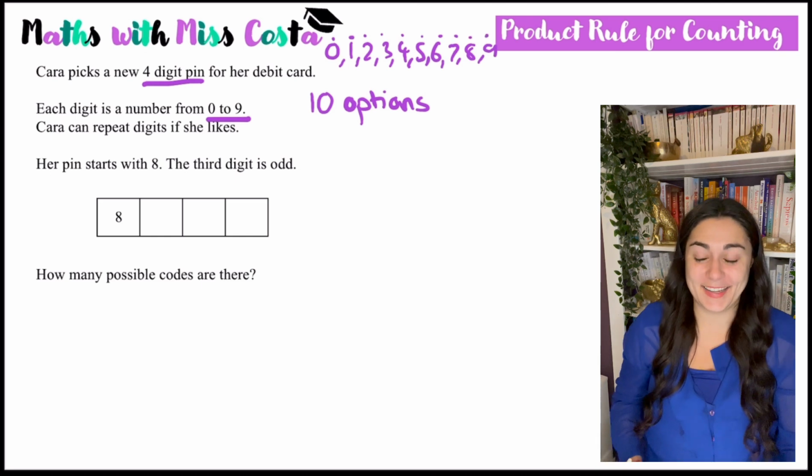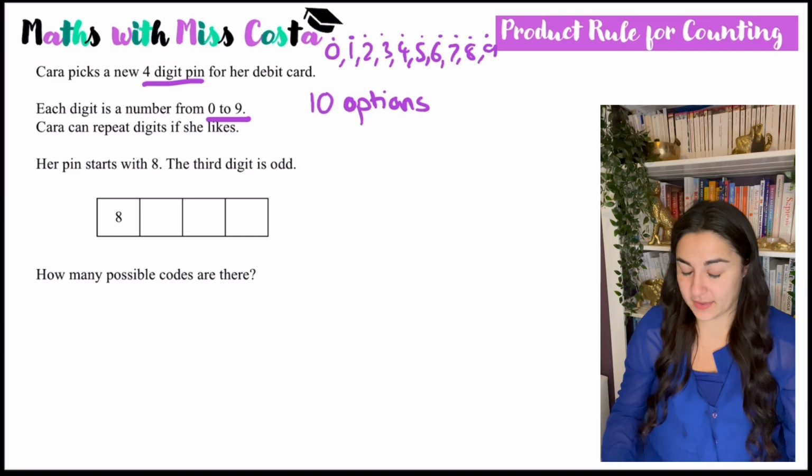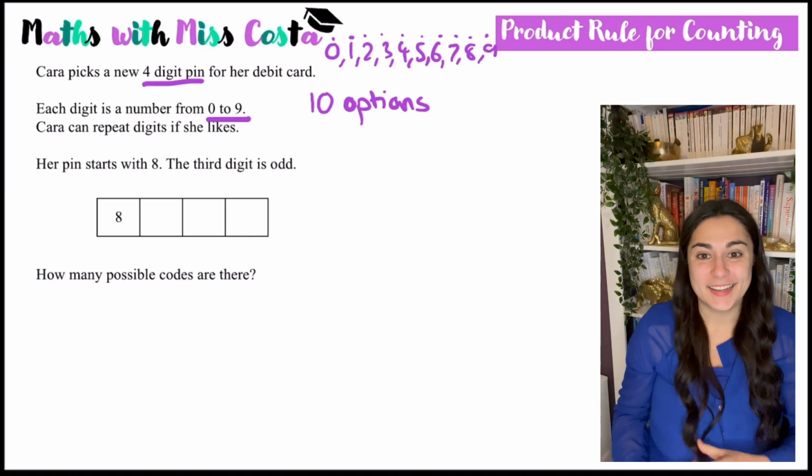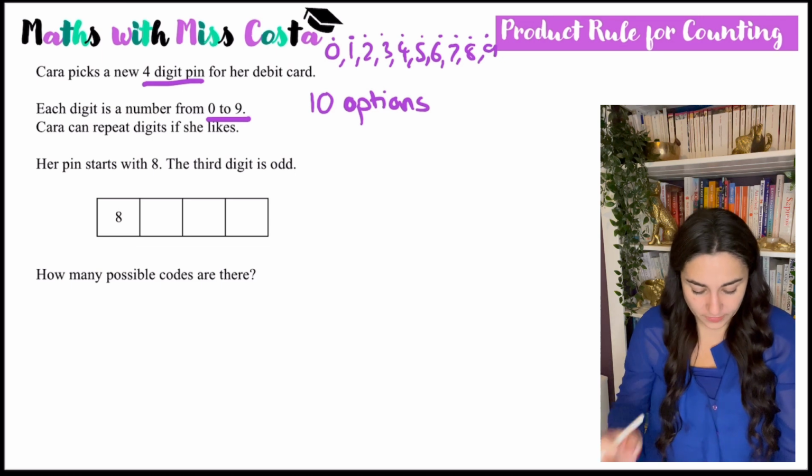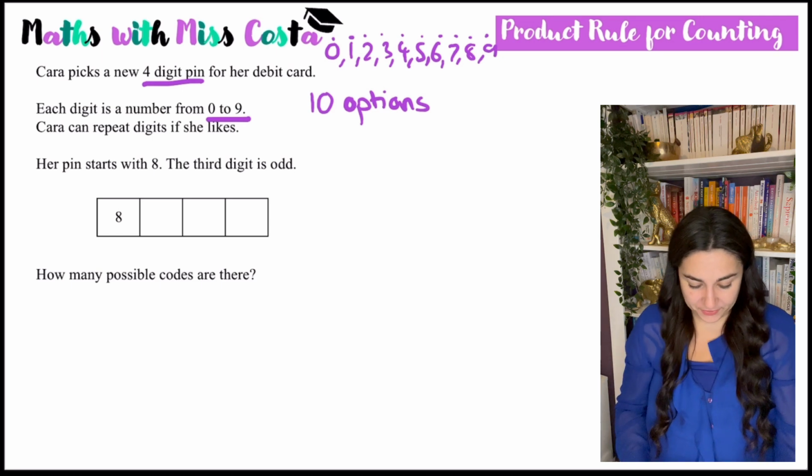This is a common place people go wrong. They say, oh, it can be 0 to 9, so it's 9 digits. But there are 10 potential options it could be. Cara can repeat digits if she likes.